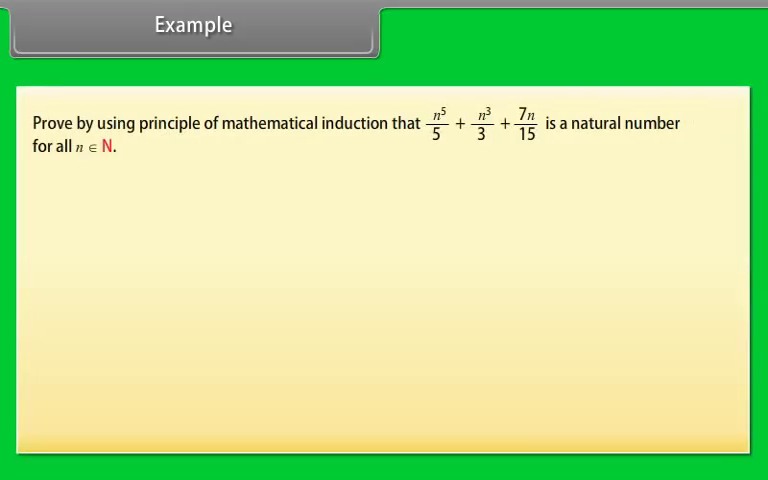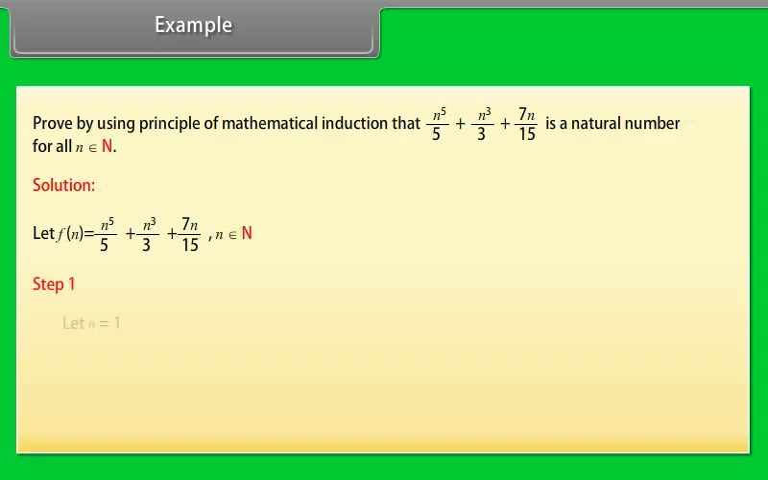Example. Prove by using the principle of mathematical induction that n raised to power 5 by 5 plus n raised to power 3 by 3 plus 7n by 15 is a natural number for all n belongs to capital N. Solution. Let f of n is equal to n raised to power 5 by 5 plus n raised to power 3 by 3 plus 7n by 15, n belongs to capital N.